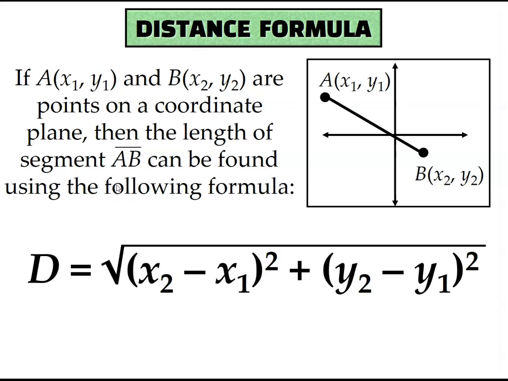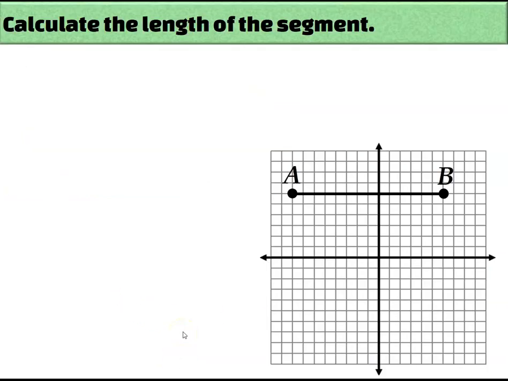In order to use the distance formula, you must first know the coordinates of each of your points. You can label one of them as x1 and y1, and the other one as x2 and y2, and plug the numbers into this formula, which essentially is just subtracting your x's and squaring it, subtracting your y's and squaring it, add those two numbers together, and then square root it. Let's take a look at an example.